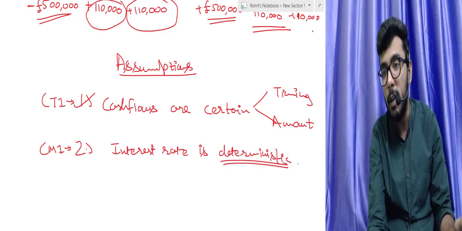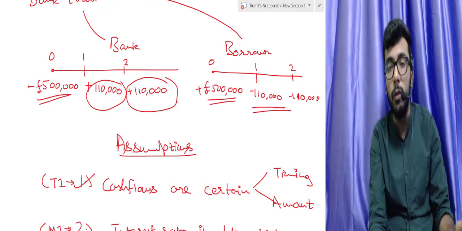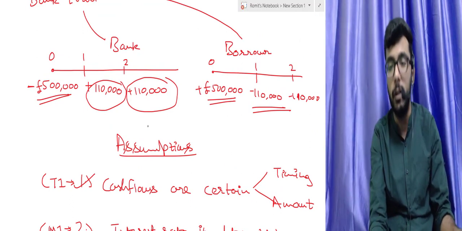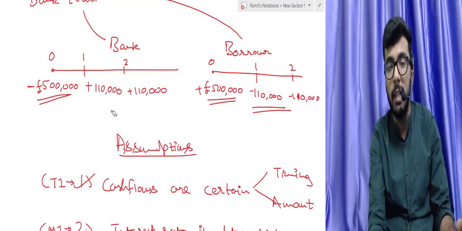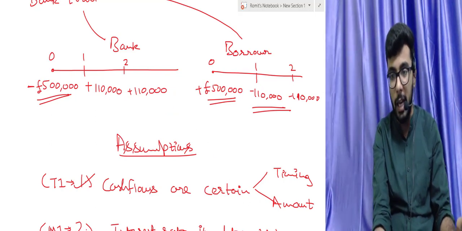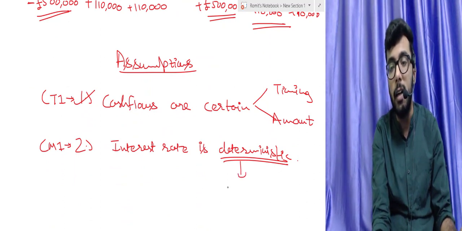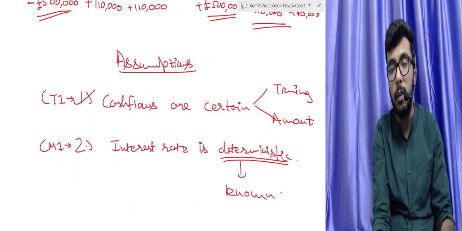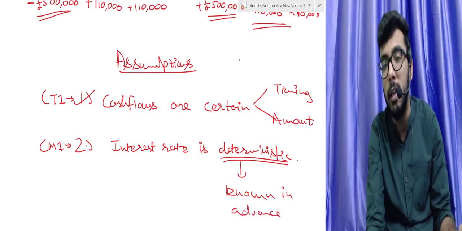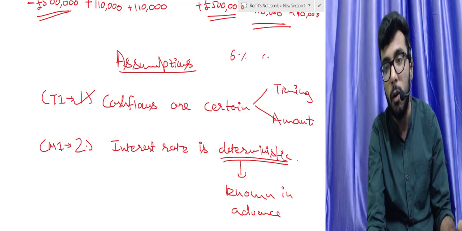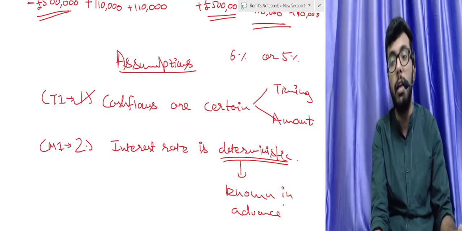So the interest rate that we will be using to discount these cash flows, we'll get to discounting of cash flows. Basically the idea is the interest rate that prevails in the economy is used to discount these cash flows. Now, interest rate is deterministic means that interest rate is known in advance. That is, we already know that for the next 5 years the interest rate would be, let's say, 6% or 5%. It would be given to you. Some fixed interest rate would be given, and it is known in advance.